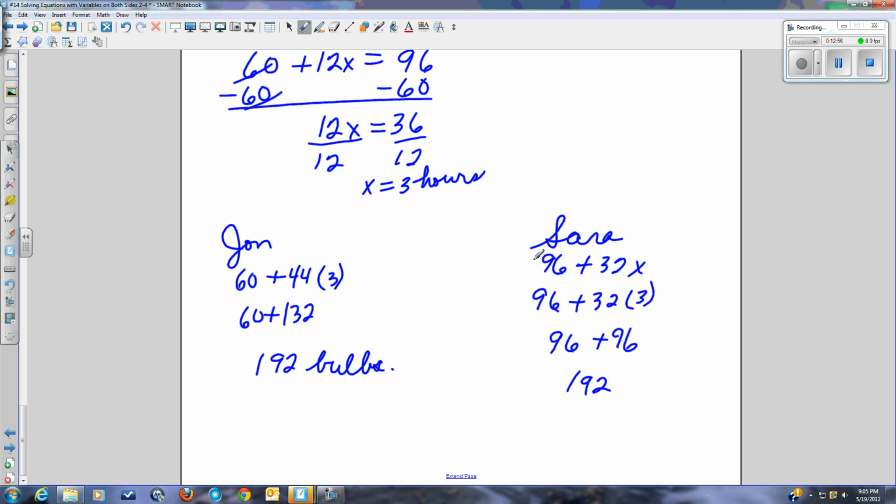We got John's by just plugging that into the expression we had for him, which was 60 plus 44x. And we got the number of bulbs for Sarah by plugging x equals 3 into her expression, 96 plus 32x. And of course they did end up the same.